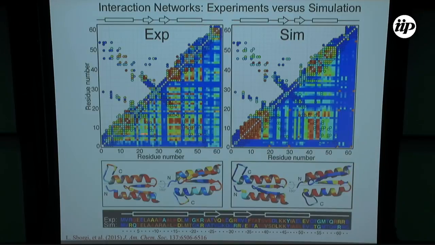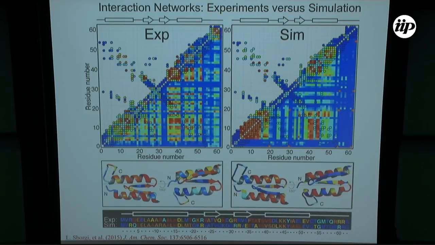And what you can see is that overall it seems to be quite similar, remarkably similar, when you look at this at a glance. But if you start looking at this in detail, you see significant differences, right? So what that means is that there is more complexity in the experiment than in the simulation.